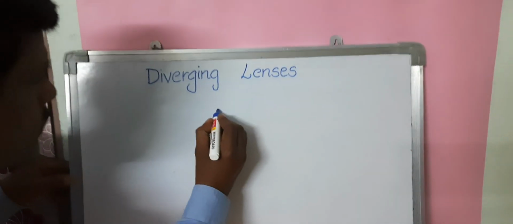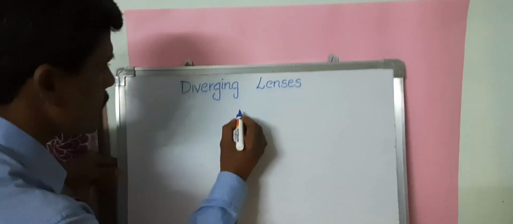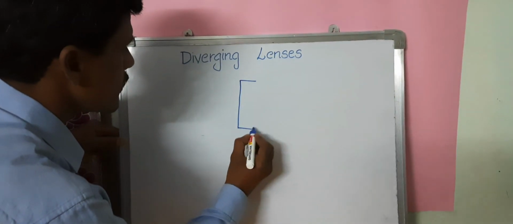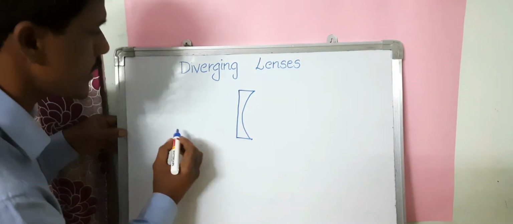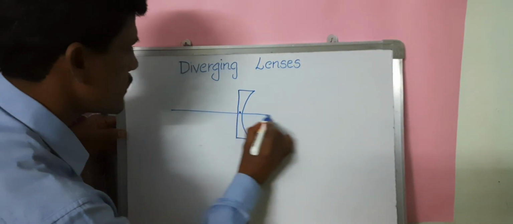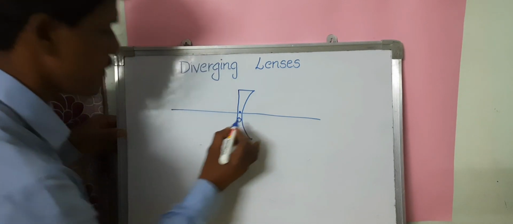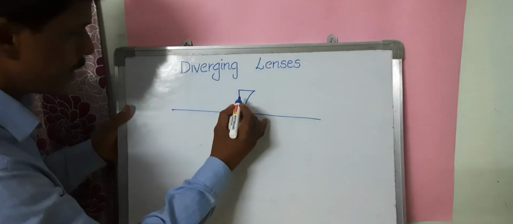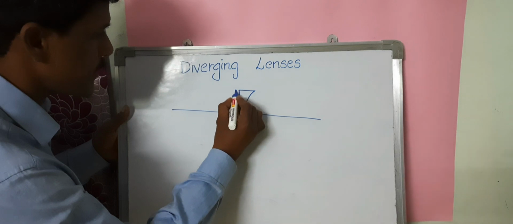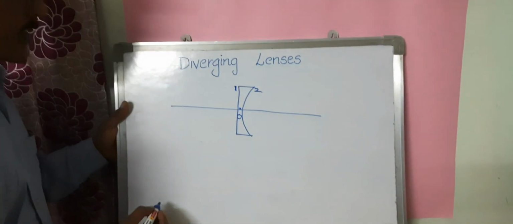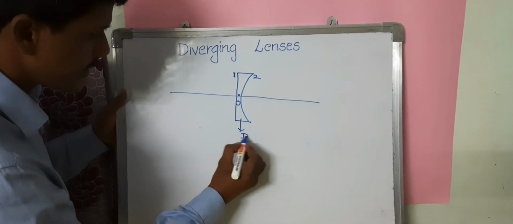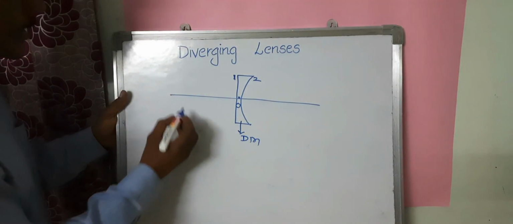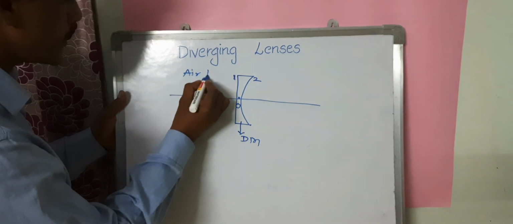See here, this is the plane surface, this is concave. So it is named as plano concave lens. This is the optical center. The midpoint of the lens is named as the optical center. It has two refracting surfaces. This is the first refracting surface. This is the second refracting surface. This lens is made of glass. Here it is the denser medium. It is placed in air. So air is the rarer medium here.